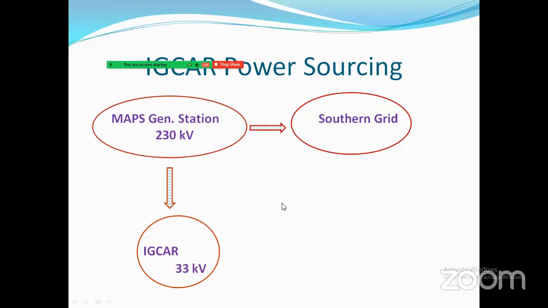MAPS is an atomic power station located in Kalpakkam, which has two generators of 235 megawatt capacity. They feed power to the southern grid through 4 numbers of 230 kV power lines, and also provide power to IGCAR at 33 kV level by stepping down the 230 kV power supply to 33 kV by step-down transformers located in the MAPS switchyard.